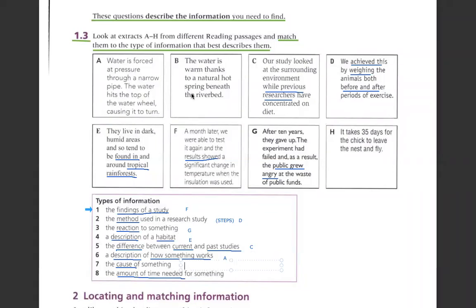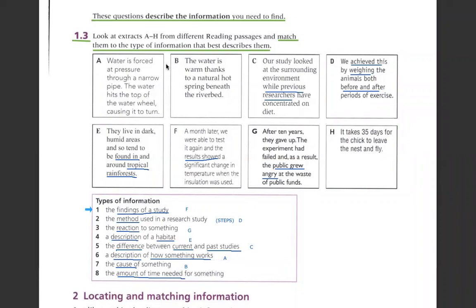Number 7, a cause. So think about cause and effect. The cause is why something happens. So you only have 2 options left, B and H. So B is correct here.